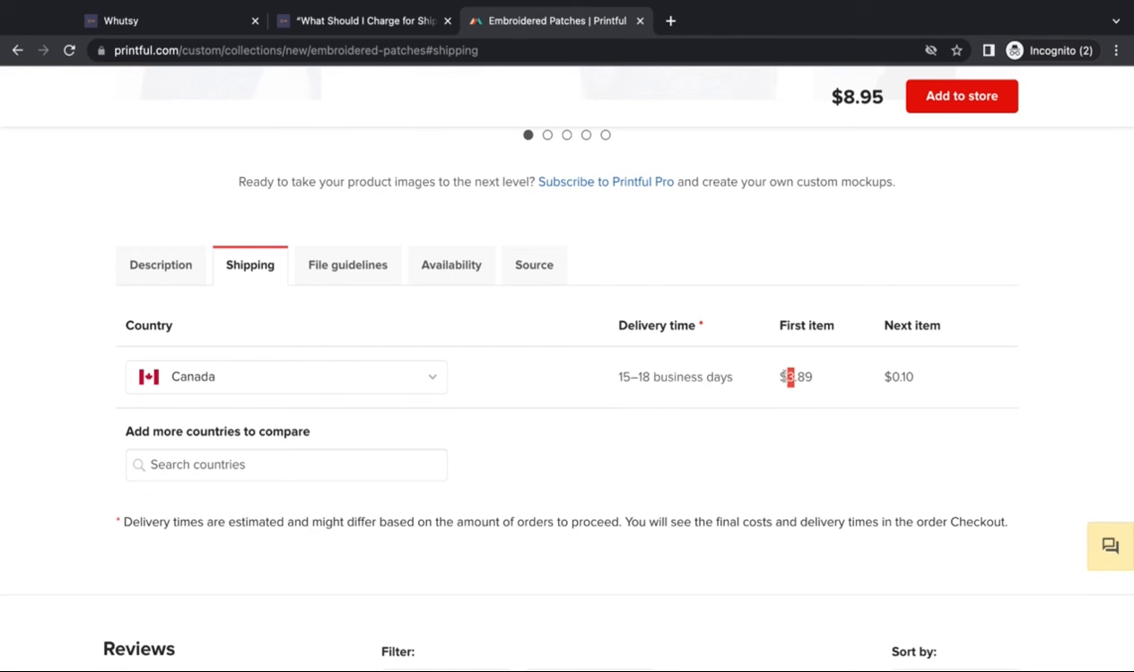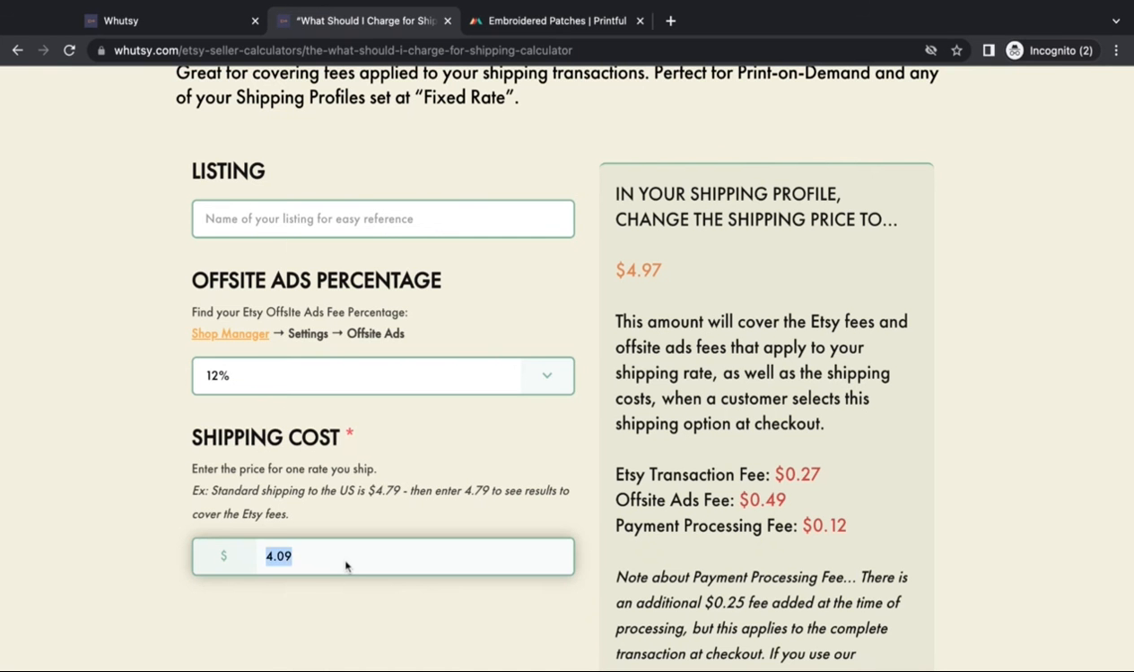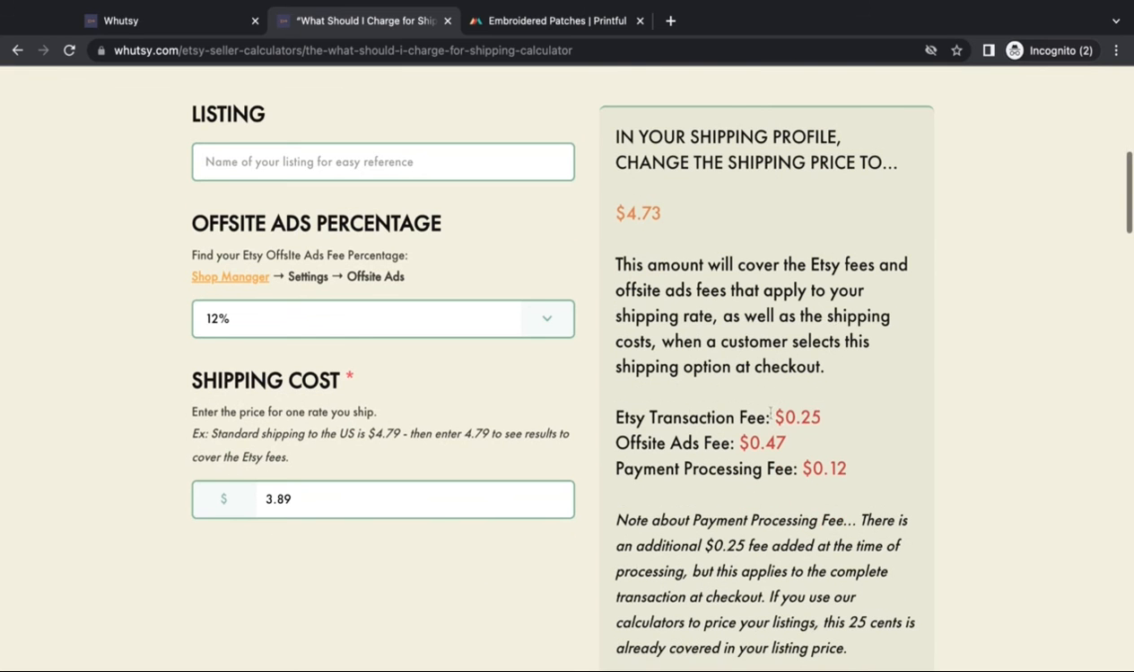And then, for example, we could say, all right, well, let's see, what would it be for Canada? Okay, $3.89. I just love doing the copy and paste, enter, and now we can see $4.73 is what we should charge. Now this covers all those fees. So we have the Etsy transaction fee, which applies to shipping costs as well. If they click through an offsite ad, that fee is included here, and then the payment processing fee.